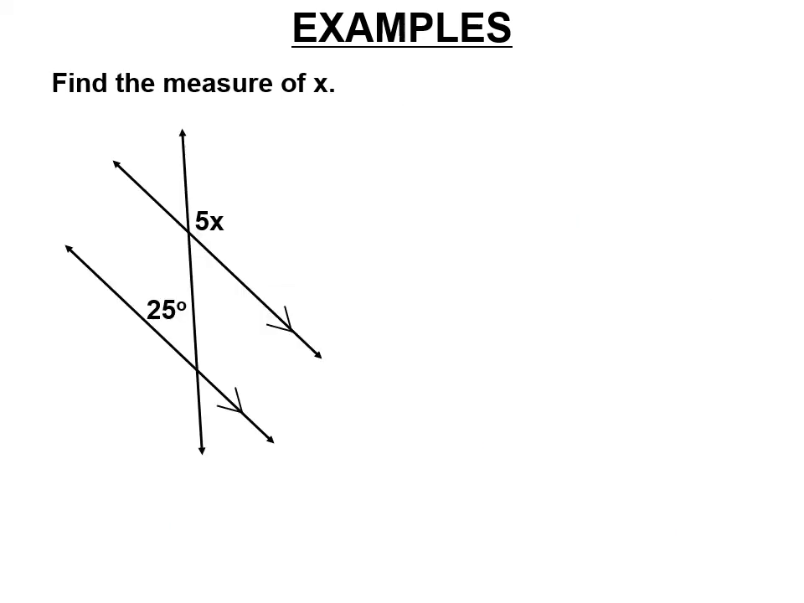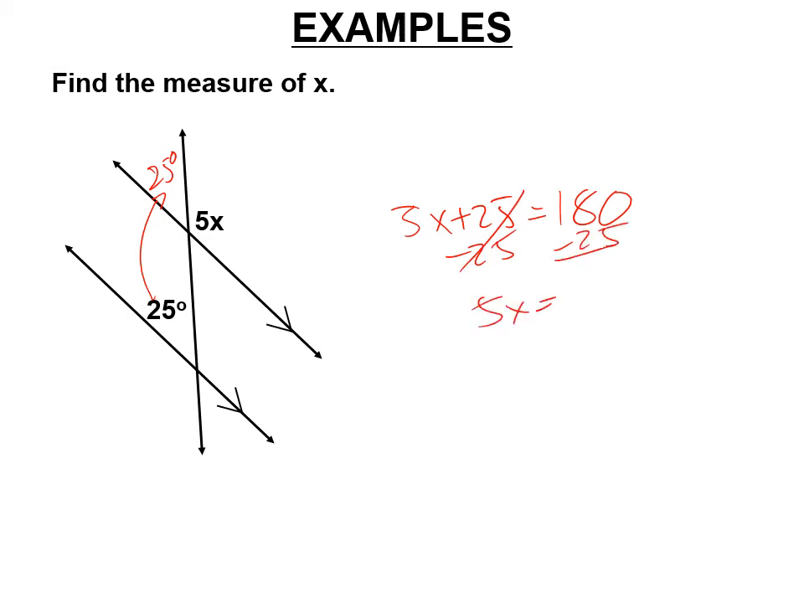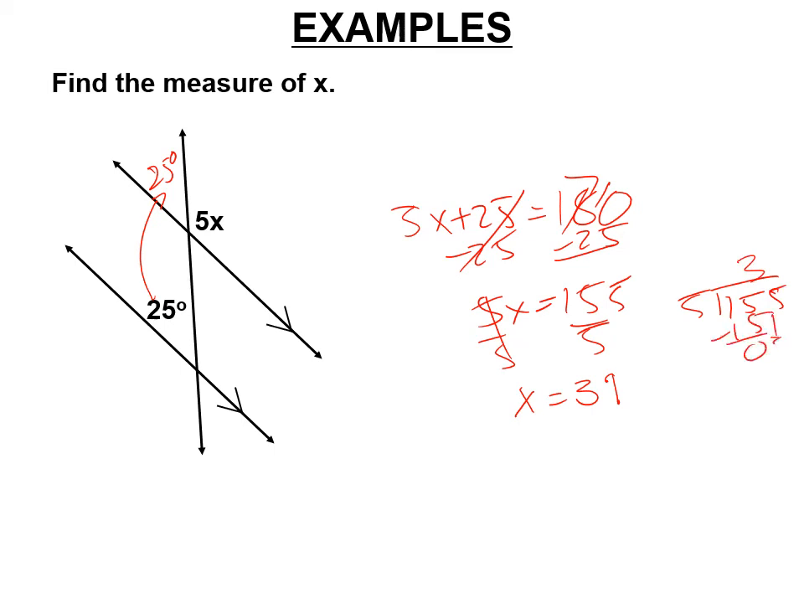So this time, you can move this 25 up there or this 5x down there. I'm going to move this 25 up here to its corresponding angle. And so we have 5x plus 25, I just put it in the normal order we typically do, equals 180. Subtract 25 from both sides and get 5x equals 155. Divide by 5. 15 divided by 5 is 3, 5 into 5 is 1. Yeah, 31 degrees for x.